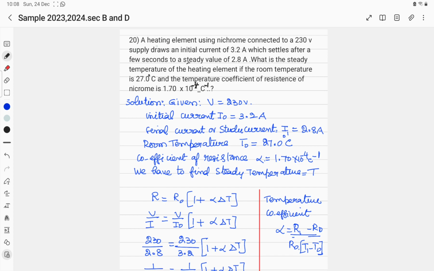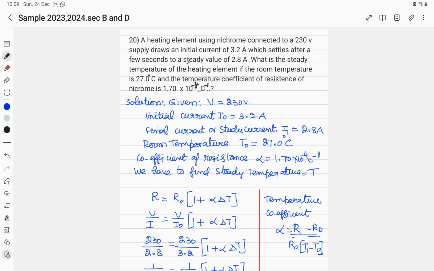Question number. A heating element using nichrome connected to a 230 volt supply draws an initial current of 3.2 ampere, which settles after a few seconds to a steady value of 2.8 ampere. What is the steady temperature of the heating element, if the room temperature is 27 degrees Celsius and the temperature coefficient of resistance of nichrome is 1.70 into 10 power minus 4?